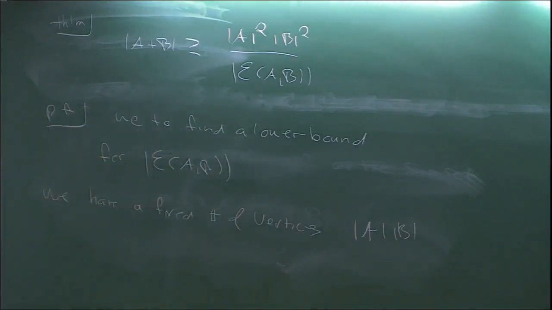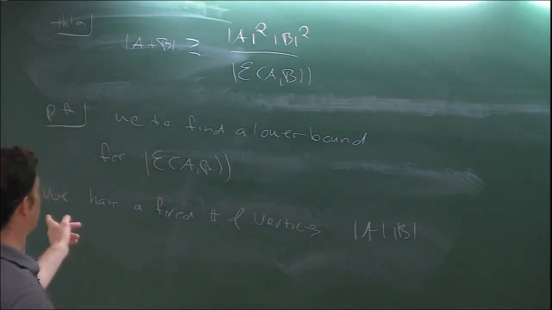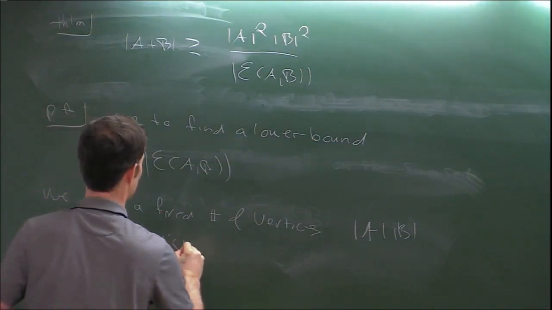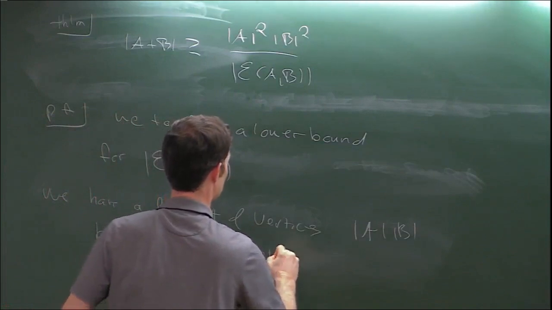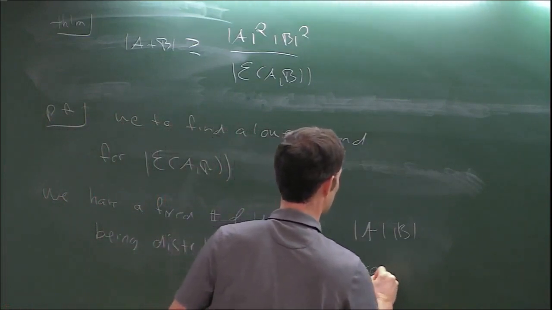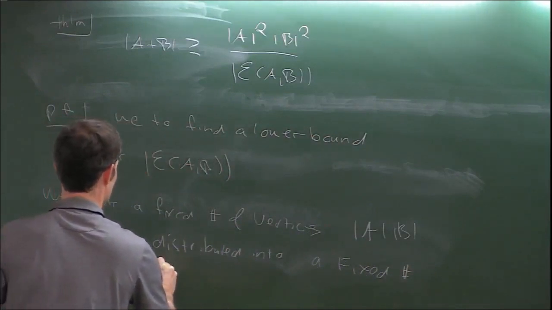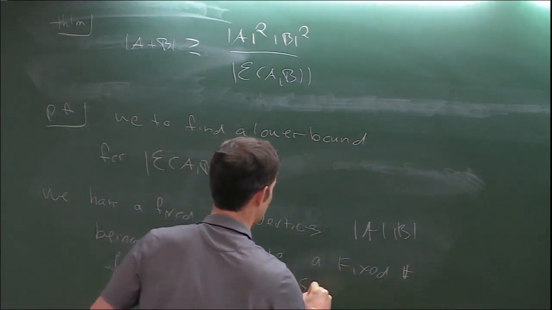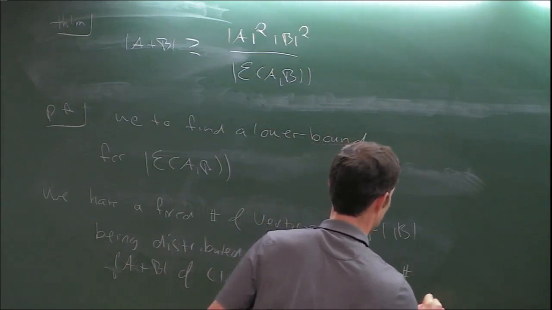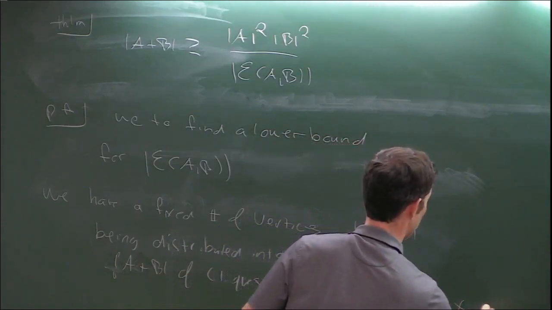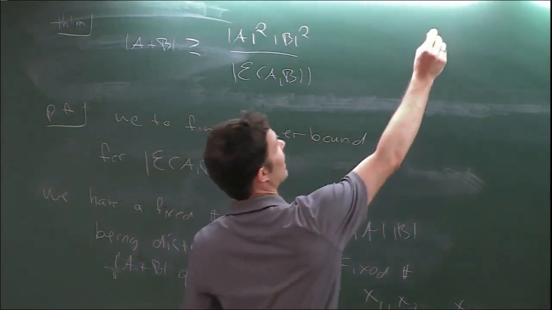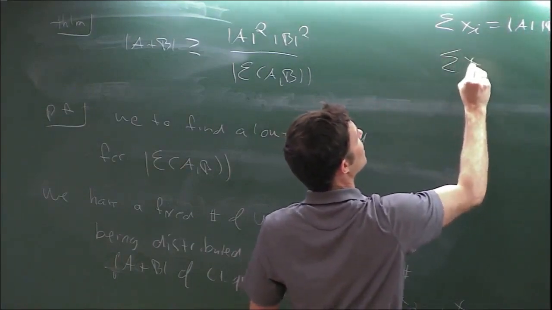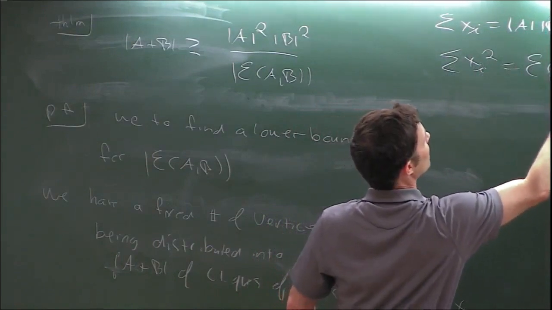Yeah, it's a fixed number of vertices A being distributed into a fixed number A plus B of cliques of sizes, I don't know, x1, x2, up to x_{A+B}. All right, so we have the sum of these x_i's. That's all the vertices. And the sum of the x_i's squared, that's the additive energy.